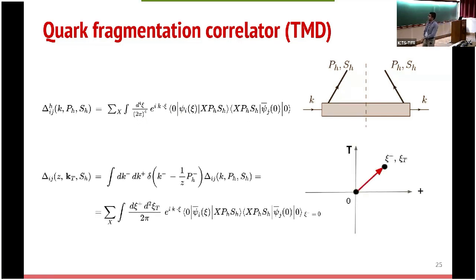So also in the TMD case, the non-locality is the following. You have a displacement which is not only along the plus direction, but it also has a transverse component. The difference with respect to the PDF case is that you start from a vacuum state. You don't start from a hadronic state with momentum P, and you produce a hadron with momentum pH with spin SH and X, which are all the other quantum numbers that you're not observing.